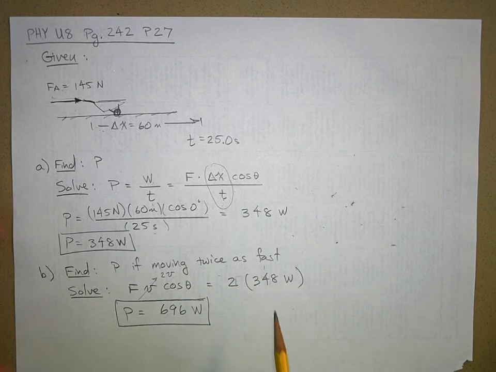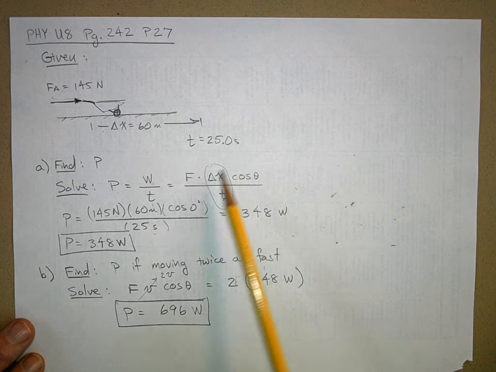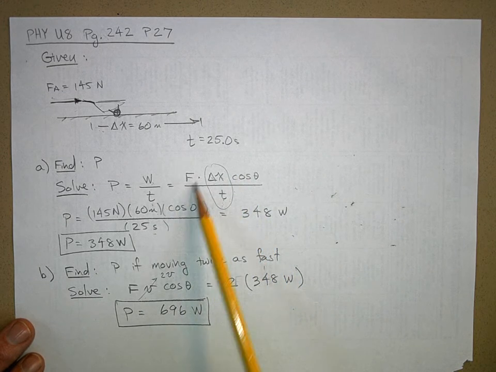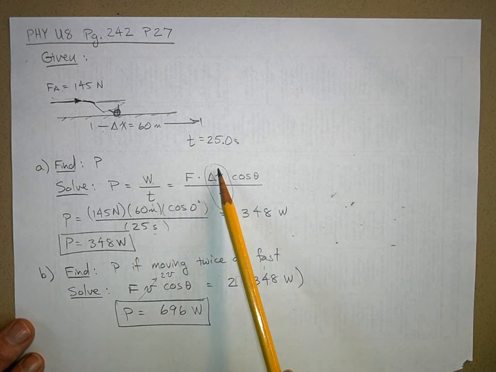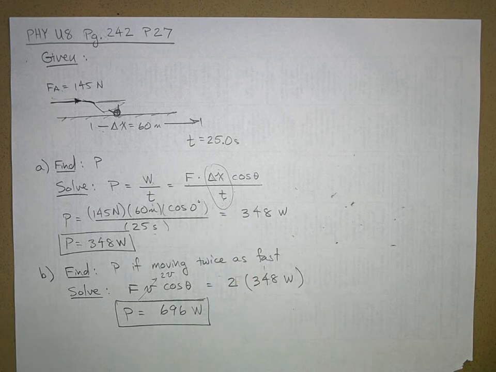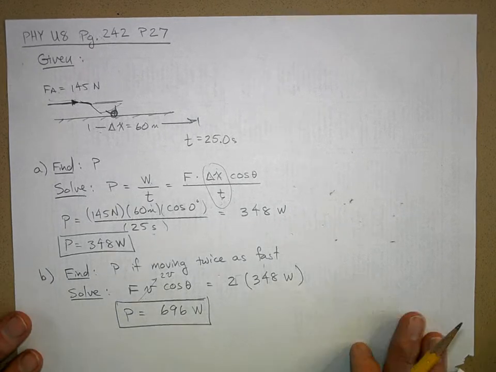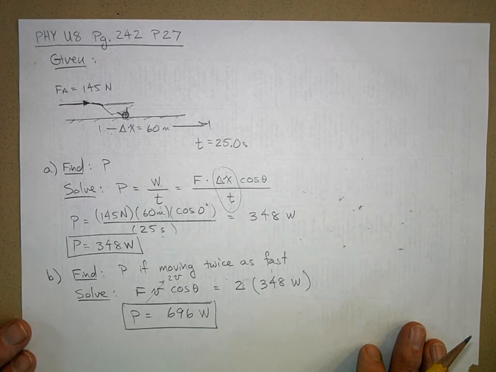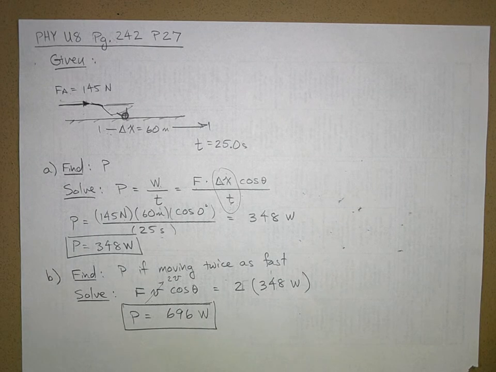But one thing to learn from this is that you can think of power as being work over time. That's the definition of it. But work is a force times displacement, and if you have displacement over time, that's also velocity. So you can think of power as being force times velocity as well. Okay, and that's how you do that problem. Any questions? Okay, that is all.